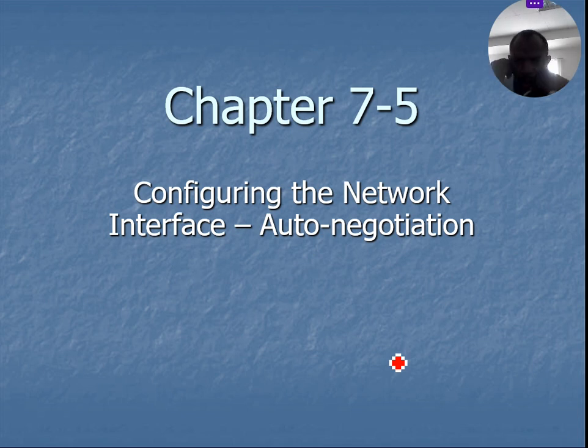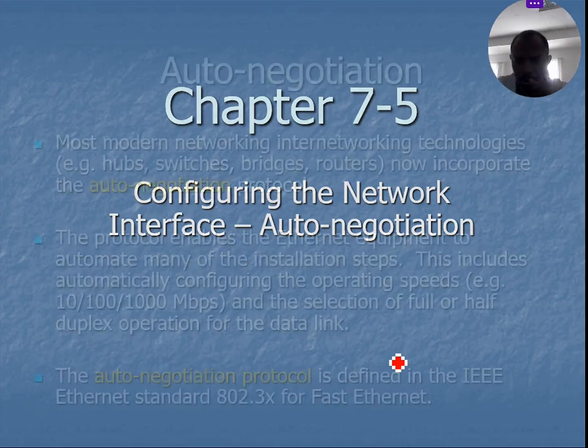You know, in chapter 7, part 4, we talked about how to configure the router interface. Now, we're describing how to configure the network interface, using auto negotiation.